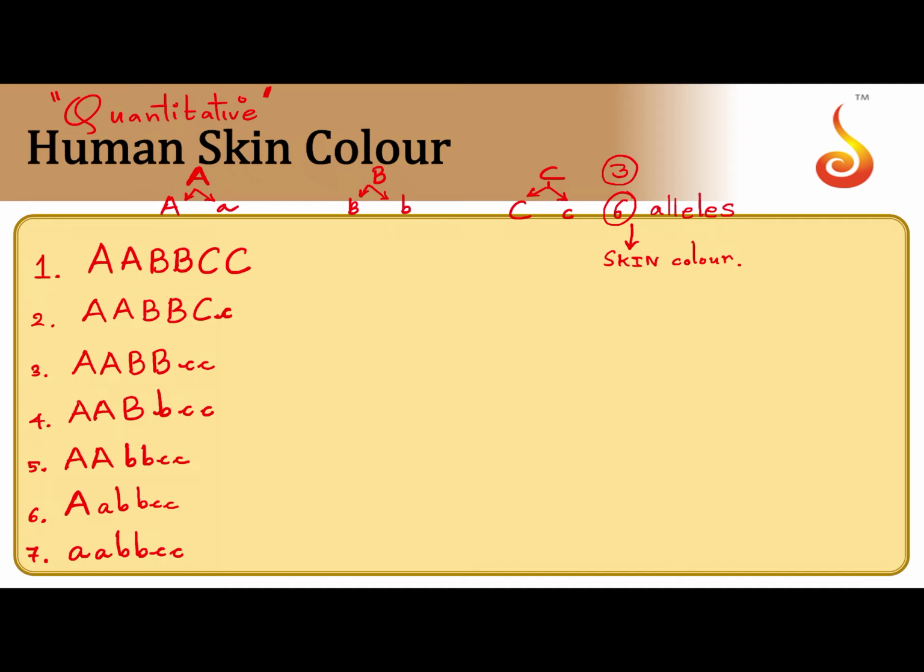Now let us see how this will change the skin color. What did you notice as we went from 1 to 7? We have reduced the dosage of the dominant genes. We have increased the dosage of recessive genes, isn't it? So here there is the highest dosage of dominant genes, that is 5 dominant genes are there. Here there are absolutely no dominant genes. So as we go down, we are decreasing the dosage of the dominant genes.